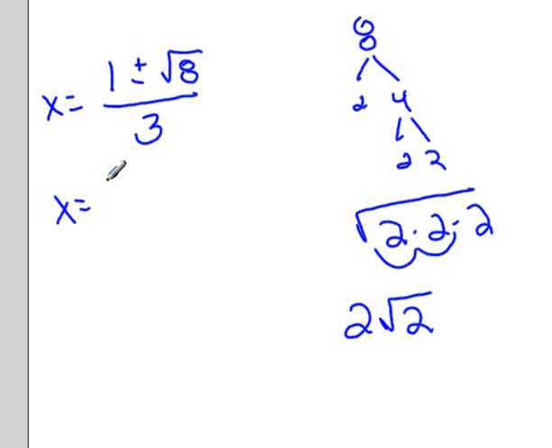So the answer should be 1 plus or minus 2 root 2 over 3. At this point, I don't have a GCF between my terms in the numerator, so I can't reduce this anymore. This would be the final answer.